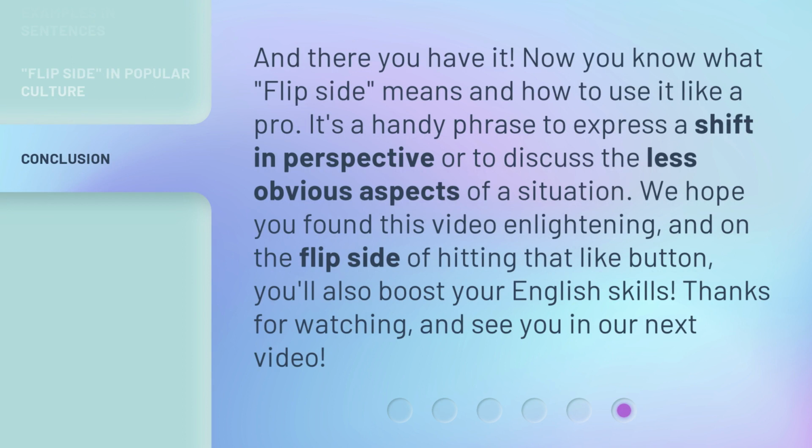And there you have it. Now you know what flip side means and how to use it like a pro. It's a handy phrase to express a shift in perspective or to discuss the less obvious aspects of a situation.